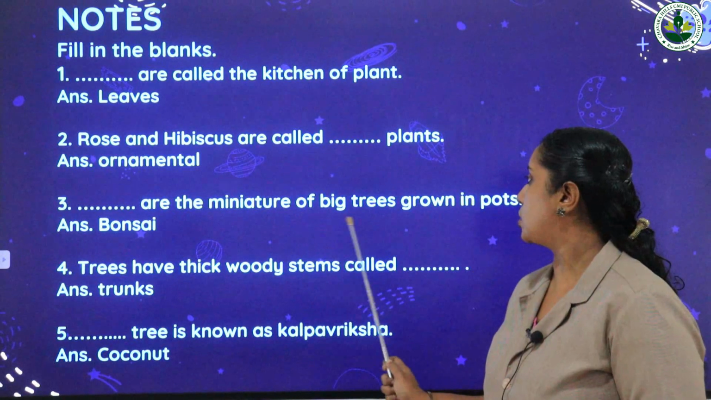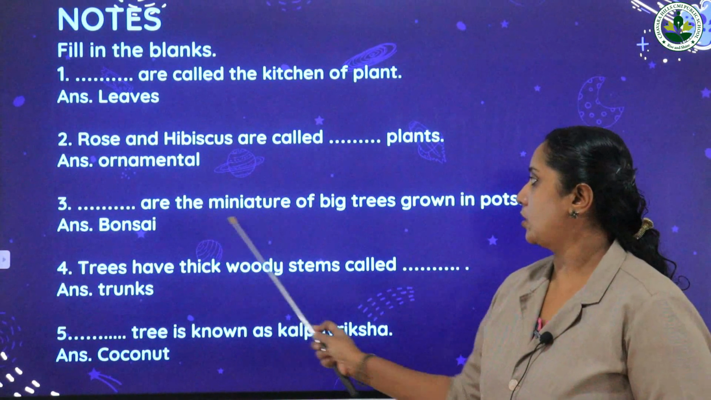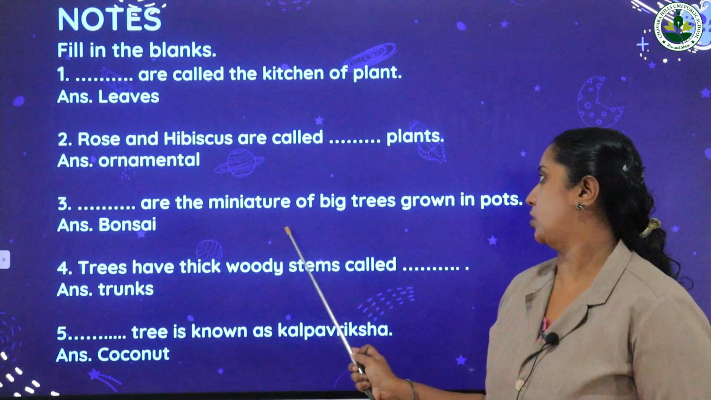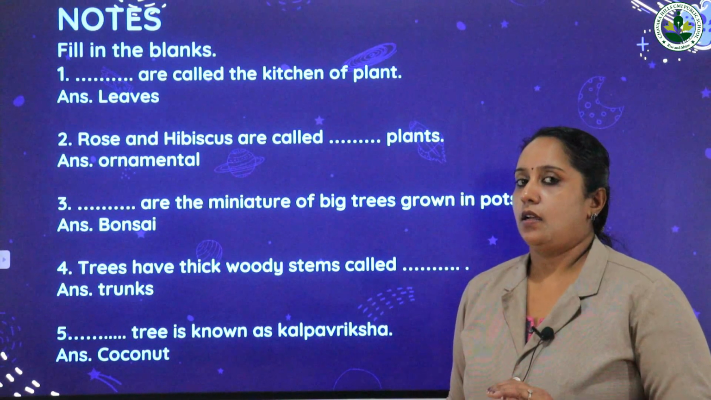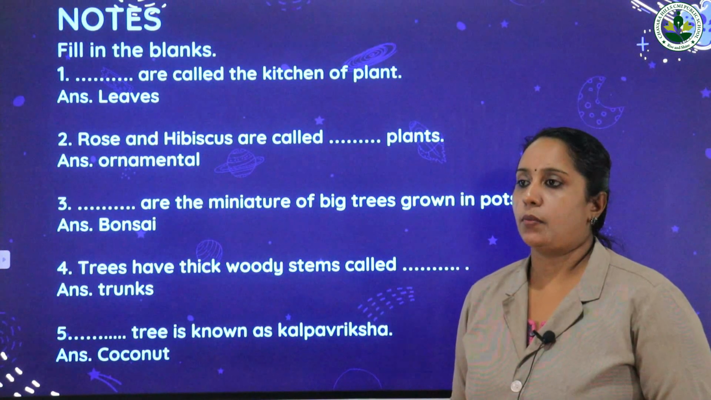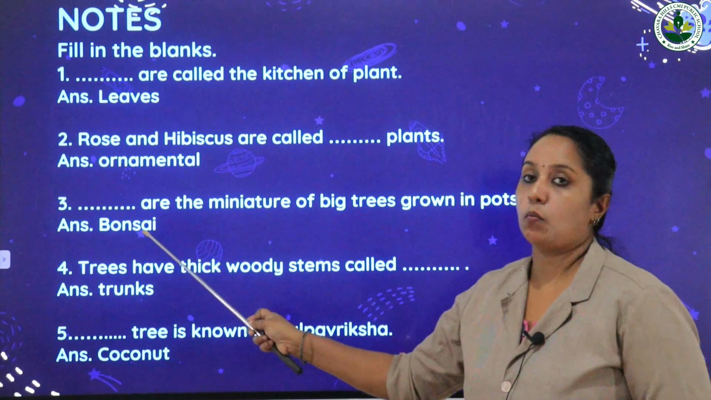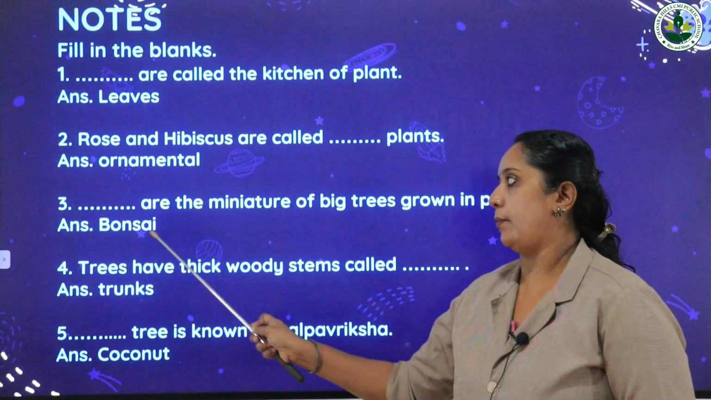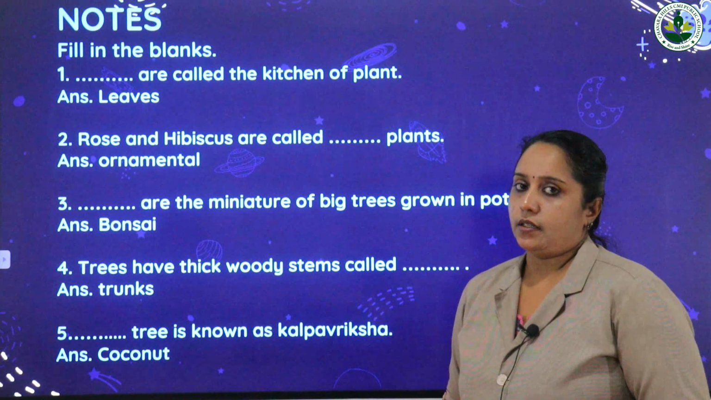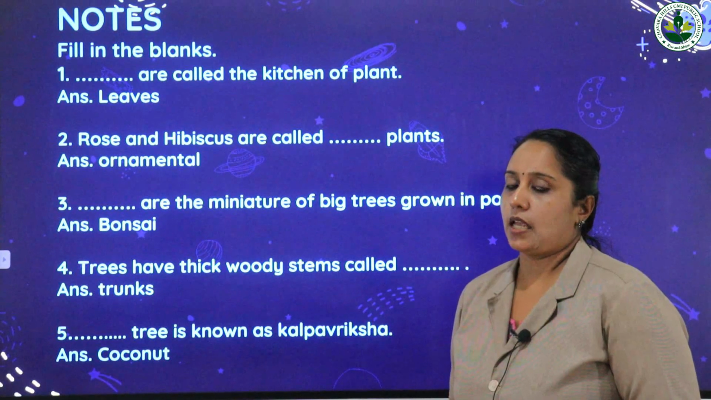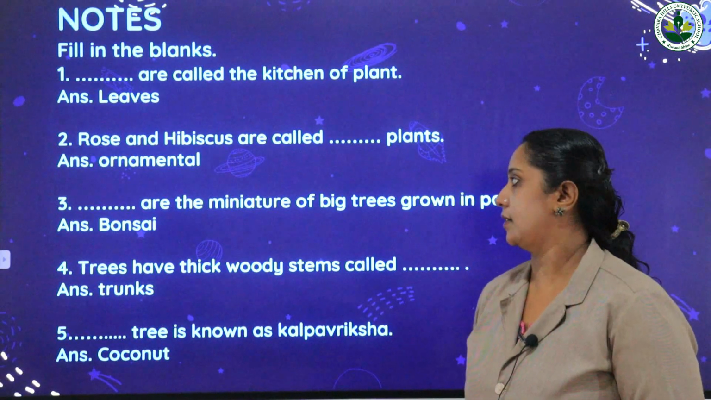Dash are the miniature of big trees grown in pots. Miniature means small structure of big trees grown in pots. You can see that certain plants, certain trees, they can be made as small plants and it can be grown in pots. The name of that is bonsai, B-O-N-S-A-I. So even banyan tree, they can be grown in pots. So many trees can be grown in pots in short nature. They don't appear tall, they are short in nature.